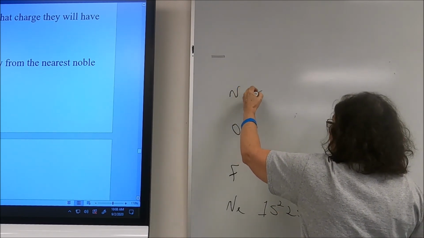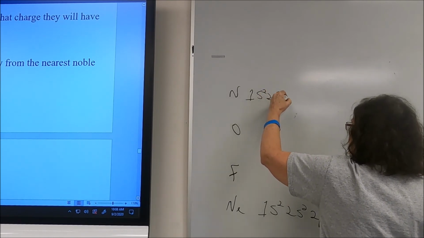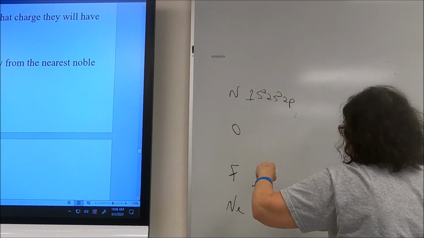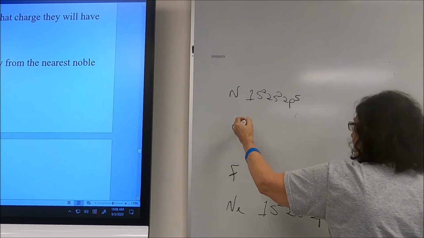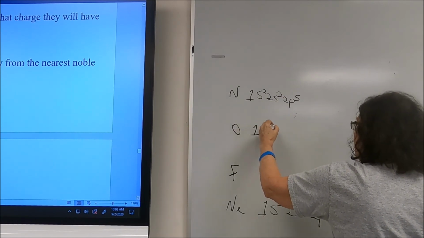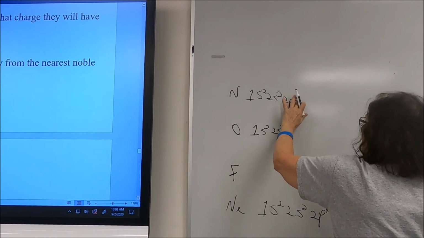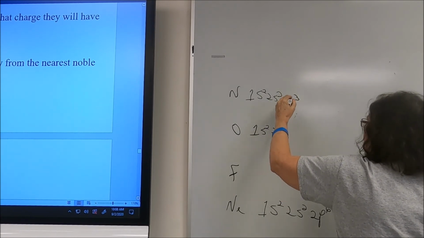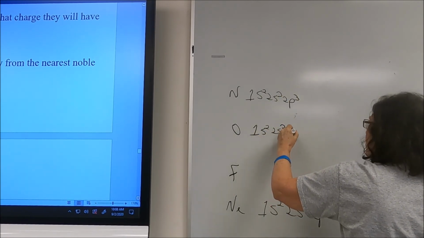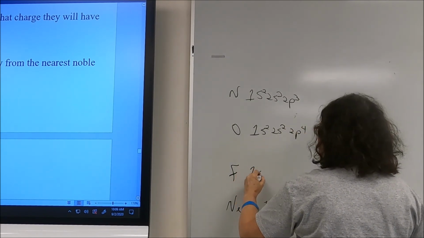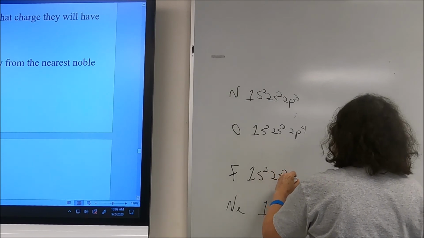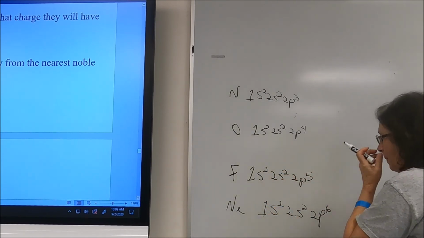Nitrogen is 1s2, 2s2, 2p3. Oxygen is 1s2, 2s2, 2p4. And fluorine is 1s2, 2s2, 2p5.